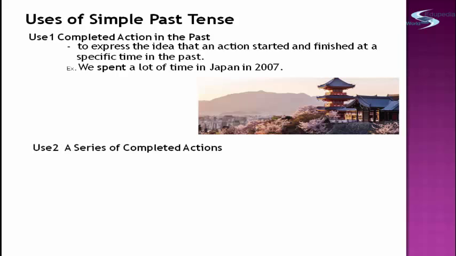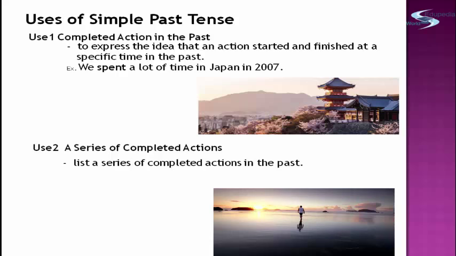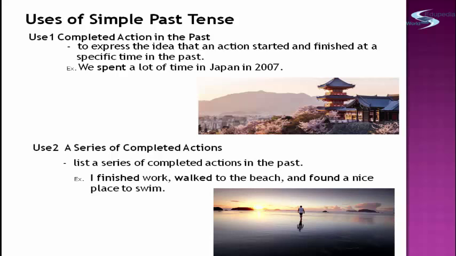Use 2. It is used for a series of completed actions. Like there is a list, a series of completed actions in the past. So for example, I finished work, walked to the beach, and found a new place to swim. The words finished, walked, and found are the series of completed actions, which is in the past.